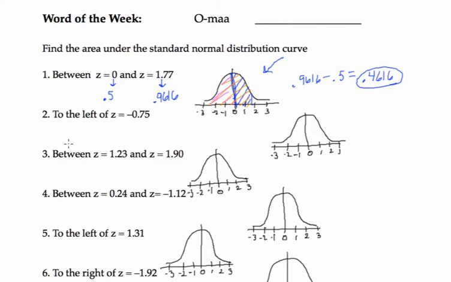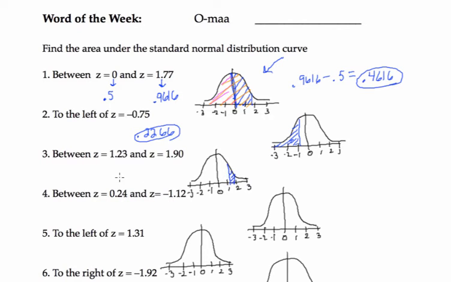Number 2, to the left of z equals -0.75. -0.75 is about here, and we want the area to the left of it. Our table gives the area to the left, so we just look up a z-score of -0.75 and find the area, 0.2266, or 22.66%.